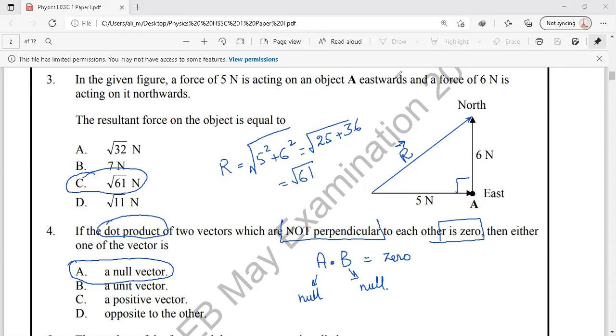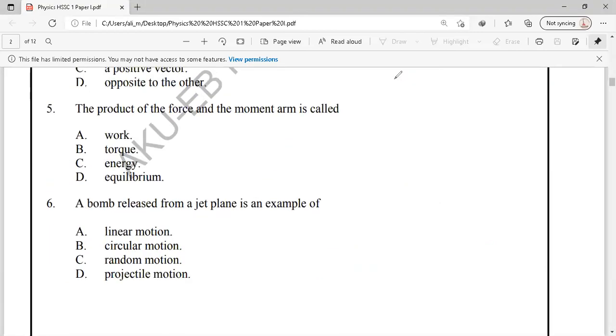Then let's see our next question, question number 5. The product of force and the moment arm, this product is known as cross product, R cross F. So R cross F, we know that it is equal to a quantity that is known as torque. So torque is a cross product of moment arm and force. So the correct answer is option B, torque.